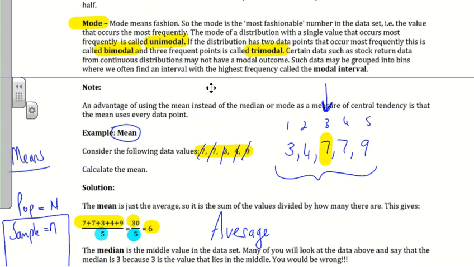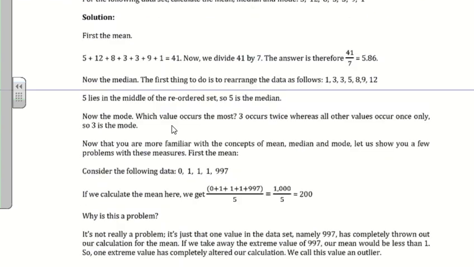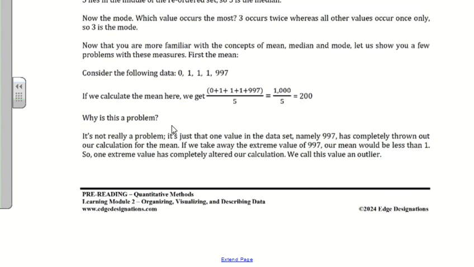What's my mode? What number comes up the most amount of times? 7 as well. Everybody comfortable? It's as simple as that. And I wish I could make it more complicated. That is as simple as it gets. There's a few examples for you there. I'm not going to spend too much more time.